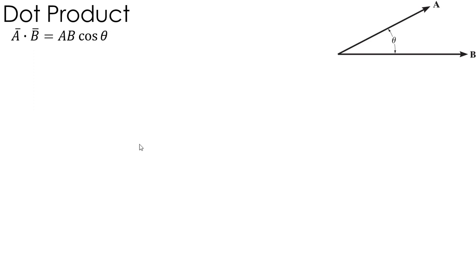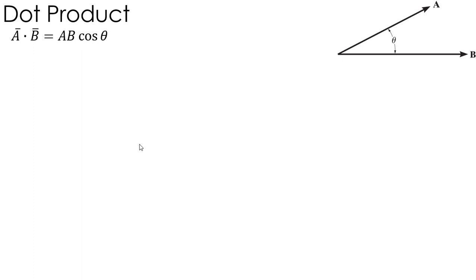Okay, another way that I can multiply two vectors together is through the dot product, also known as the scalar product. The reason for that is because when I dot two vectors together, the result is actually a scalar, as opposed to the cross product where the result was another vector. This time I only get a magnitude, or just a scalar.